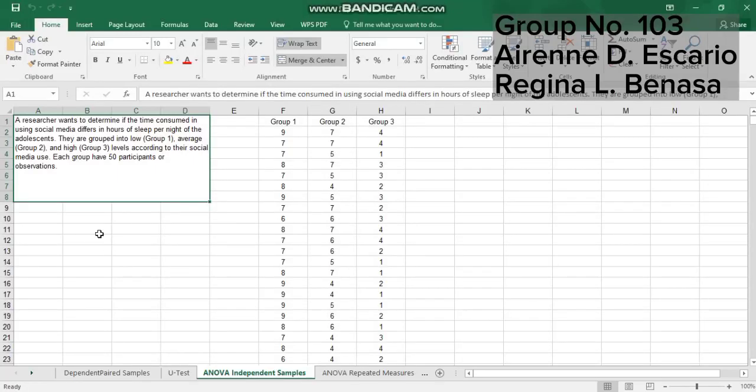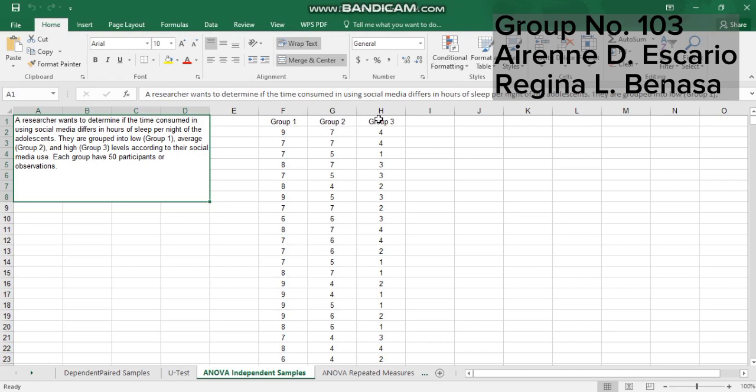The situation says that a researcher wants to determine if the time consumed in using social media differs in hours of sleep per night of the adolescents. They are grouped into low, average, and high levels according to their social media use. Each group has 50 participants or observations. Each participant in a group has a certain number of hours of sleep, with a minimum of 1 hour and a maximum of 9 hours.